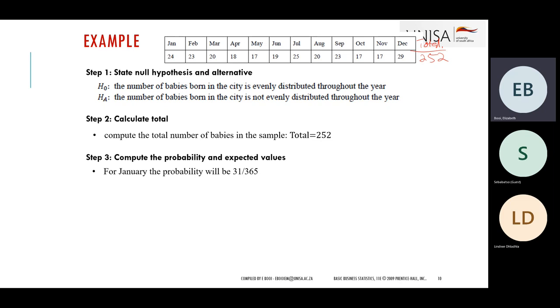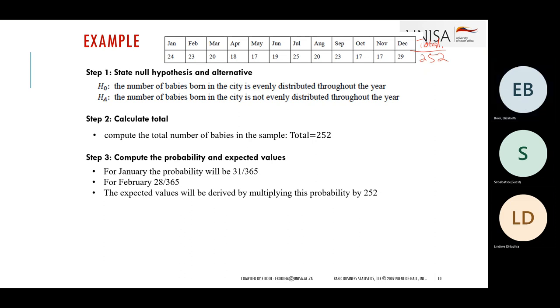the probability we will calculate based on the number of days per month. For example, January has 31 days, February has 28 days, because we're not going to use the leap year, March has 31, April 30, May 31, like that. So we calculate the probabilities using the number of days. Then to calculate the expected value, we take the probability and multiply it by the grand total, and that will give us the expected value for each month.